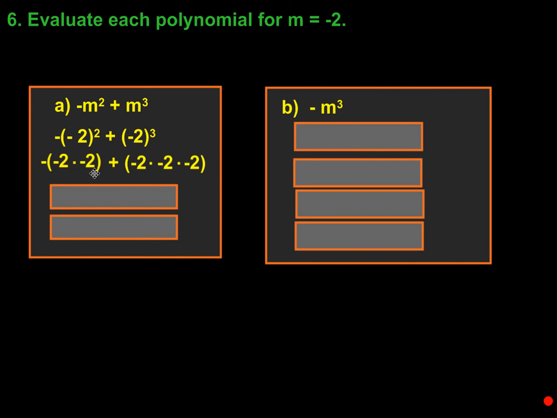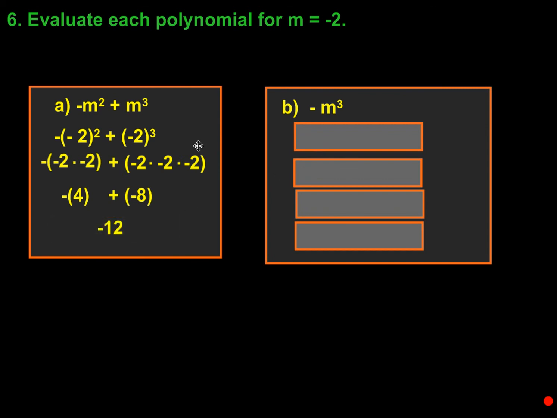So negative 2 times negative 2 is going to give us a positive 4. That negative sign comes down. And then we have negative 2 times negative 2 times negative 2. The two negatives make a positive 4, times negative 2 gives us negative 8. So really we have a negative 4 here plus a negative 8, which is going to give us negative 12. The key is just keeping it all individualized and taking it one step at a time.